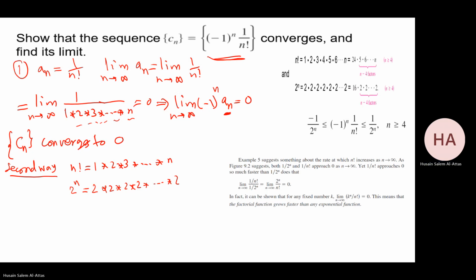This one is what? I need up to 4. If you notice n factorial, up to 4, it will be 1 times 2 times 3 times 4. Why am I choosing 4? Because up to 4, this will be bigger than this one. At n equal 1, this is 1, and that is 2, so this is bigger. At n equal 2, it will be 2 and 4, so this is still bigger. At n equal 3, it's 6, and this is 8, so it's still this bigger. At 4, this is what? 24, and this one is 16. So at 4, now we need to consider.